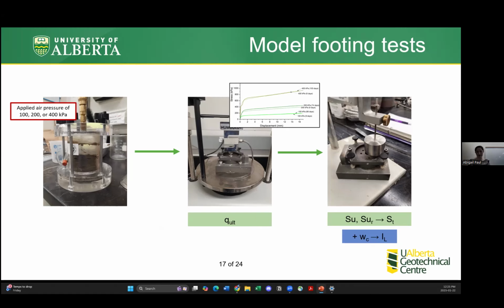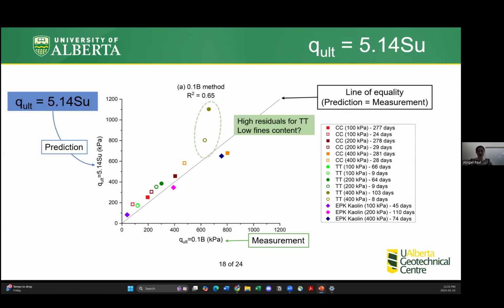So in total, for all of these samples, I measured bearing capacity, peak strength, remolded strength, sensitivity ratio, and water content. And that water content could then be converted to liquidity index. This slide shows how the measured bearing capacity compared to the bearing capacity predicted from the peak strength. You can see that they generally match pretty well. Some of the thickened tailings is just kind of floating way out in space over there.